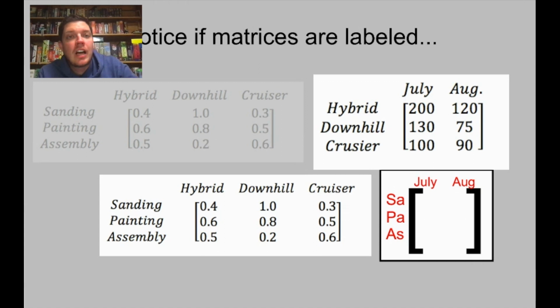Now, it's okay if you're lost. This is pretty intense stuff. But I just want to point out here, let me get my pointer here. Notice that the first matrix has 3 rows, and our answer has 3 rows. And even notice that the labels are lined up: sanding, painting, and assembly, sanding, painting, and assembly.